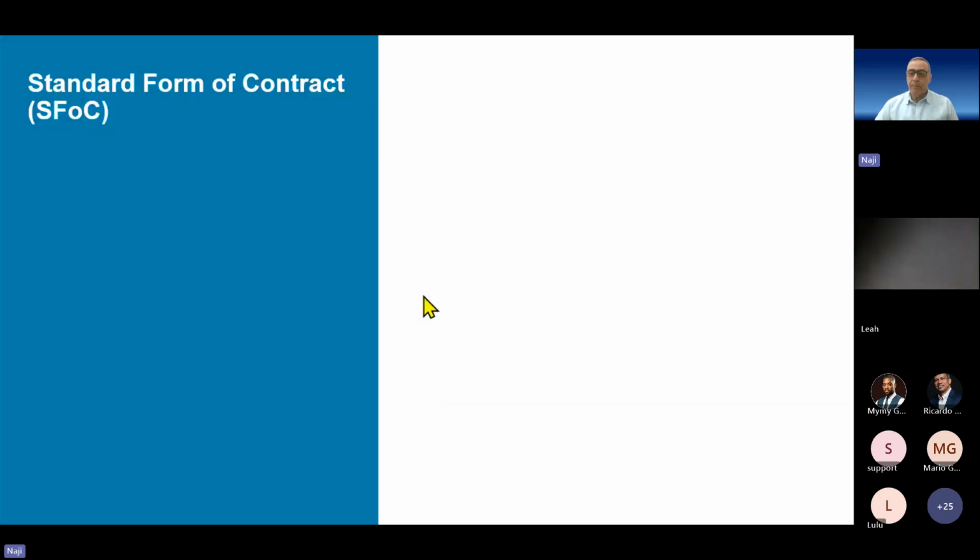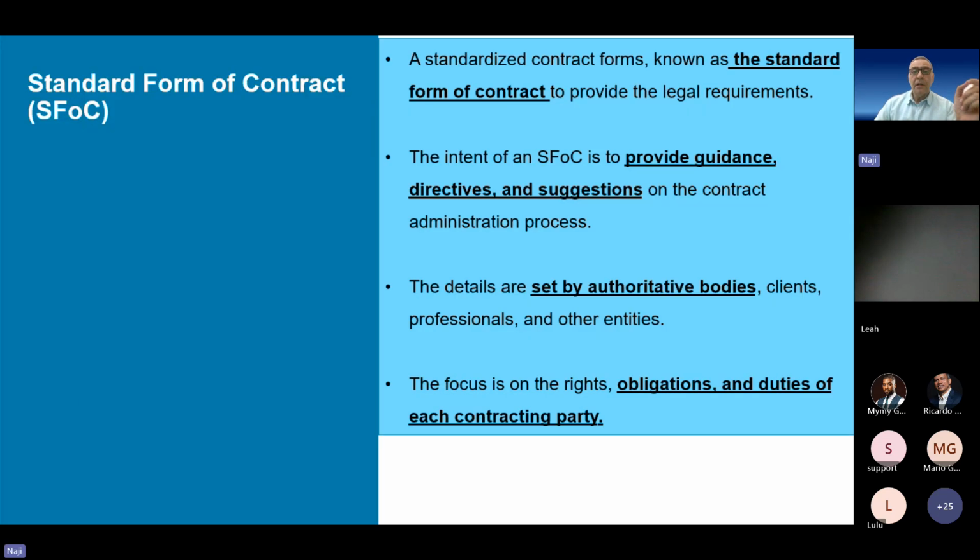Now, again, PMI does not provide a complete contract. This is not a preset contract that you sign. On the other hand, other bodies do, like FIDIC, right? They have several contract types. Here, PMI says there's a form of a contract, a standard form.